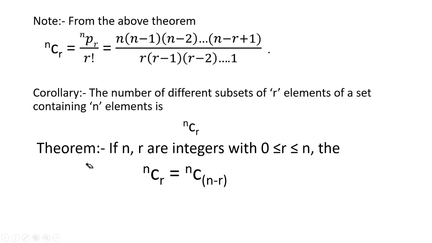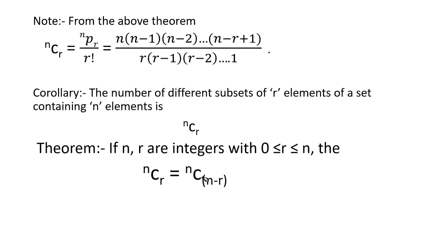Next, we have proved this theorem in the last class. n choose r is equal to n choose (n minus r). I repeat, n choose r is equal to n choose (n minus r). So selecting r objects from n objects is the same as removing (n minus r) objects from n objects.